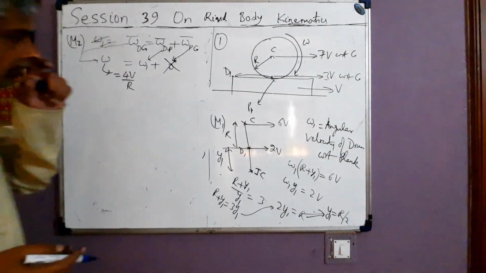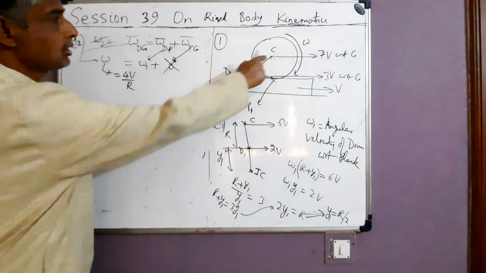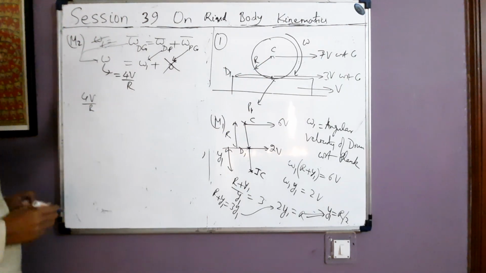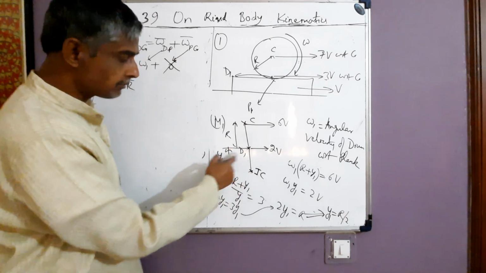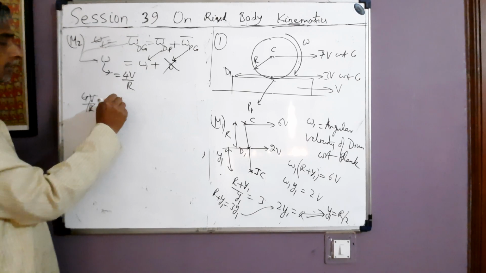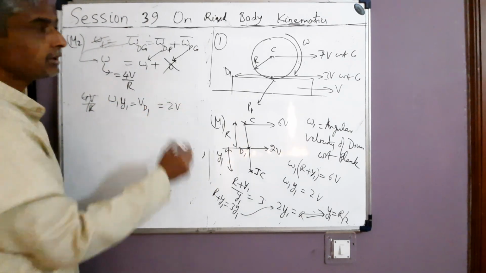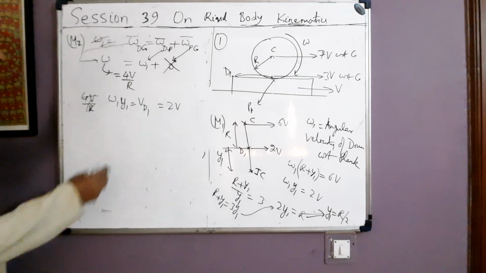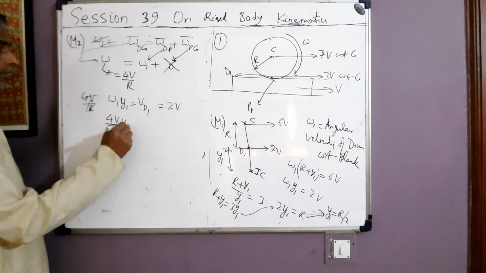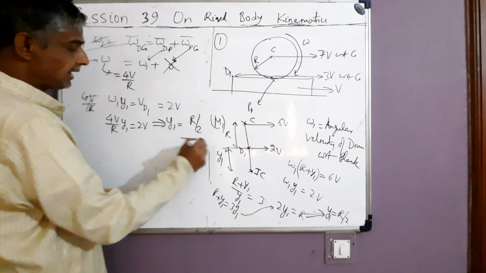Okay. Now, if we use any one of these two formulas, suppose I use this one. So the omega 1 is 4v by r. d1 is at what distance from IC? y1. So speed of d1 will be what? Speed of d1 will be omega 1 y1. That is same as speed of d1 with respect to plank. That is how much? 2v. And omega 1 is 4v by r. 4v by r into y1 is equal to 2v. y1 is equal to r by 2.